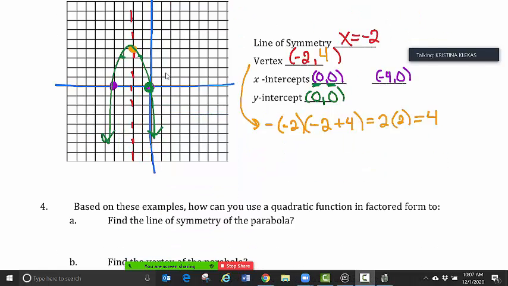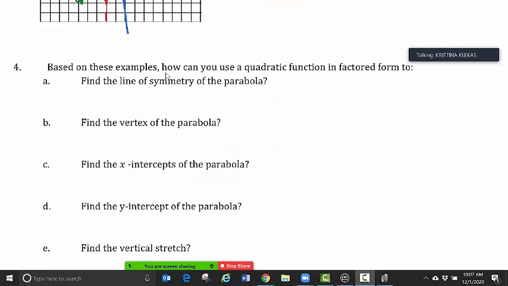All right, last but not least, based on these examples, how can you use a quadratic function to do this? Find the line of symmetry. Well, that is halfway between p and q, the x-intercepts. And if we have to, we could use the formula (p plus q) divided by 2, but I don't suggest it unless you can't see the halfway.